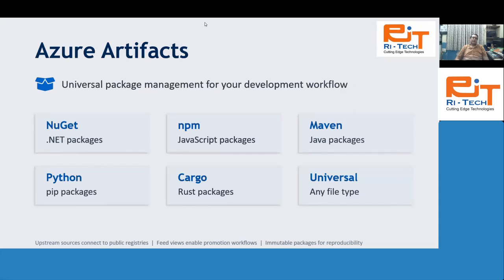And Azure Artifacts supports the NuGet package manager for .NET, NPM for JavaScript packages, Maven for Java packages, pip for Python packages, Cargo for Rust packages, and any file type for universal packages. So NuGet for .NET packages, NPM for JavaScript packages, Maven for Java packages, pip for Python packages, Cargo for Rust packages, universal for any file type.